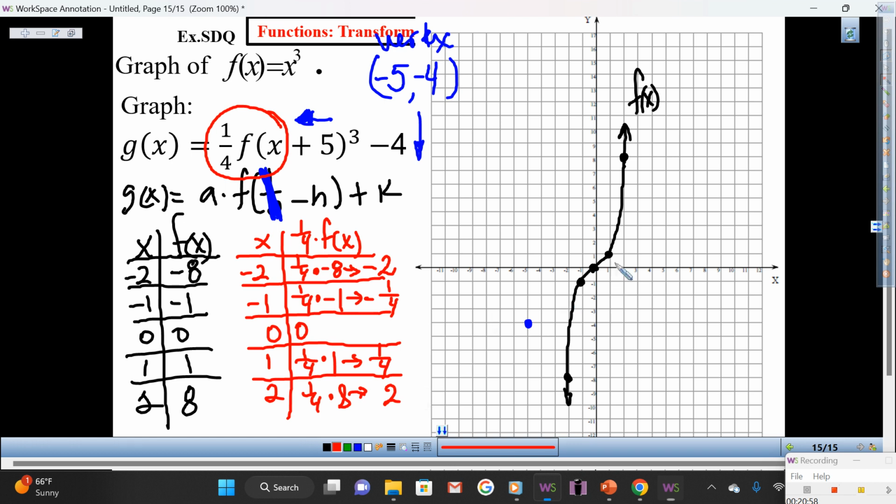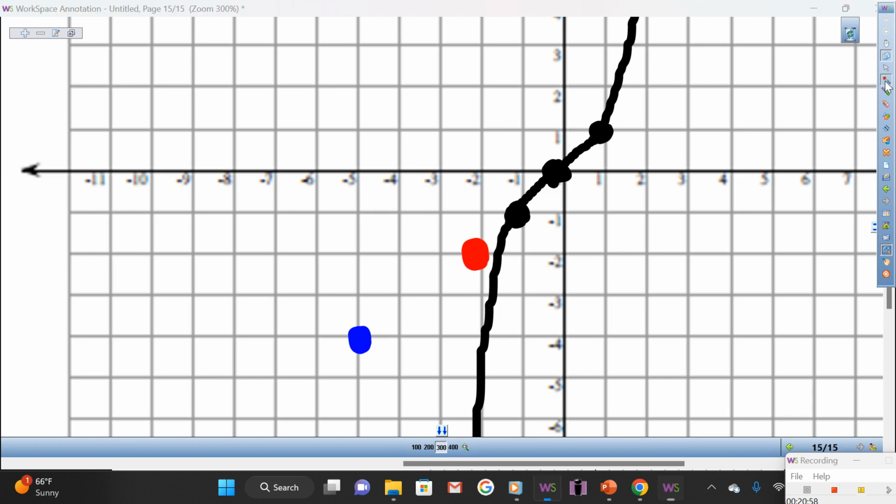All right, let's plot those. -2, -2. Let me zoom in for a -1 and -1/4. 0, 0. 1, 1/4. And 2, 2. All right.